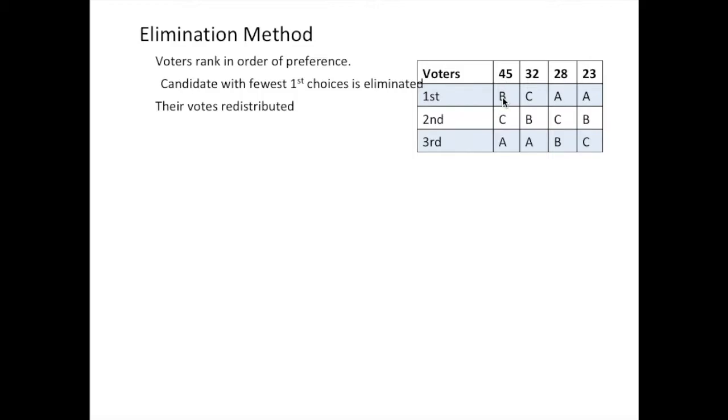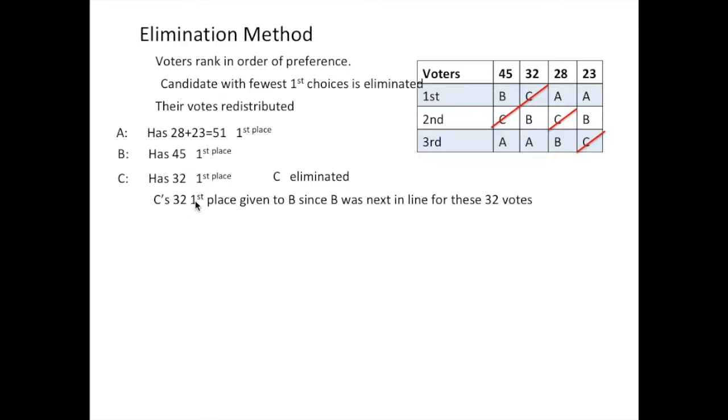B has 45, C has 32, and A has 28 and 23 is 51. So A wins, then comes B, and C has the fewest, so they're eliminated. So we remove C, and then their votes are redistributed and given. So A has 51 first place, B has 45 first place, C has 32 first place. We're going to take their 32, so C's eliminated. C's 32 first places are given to B because B was next in line for those 32 votes.